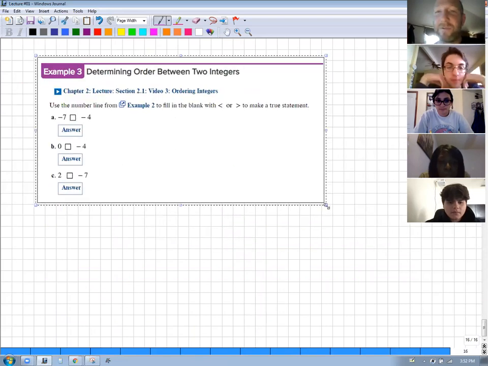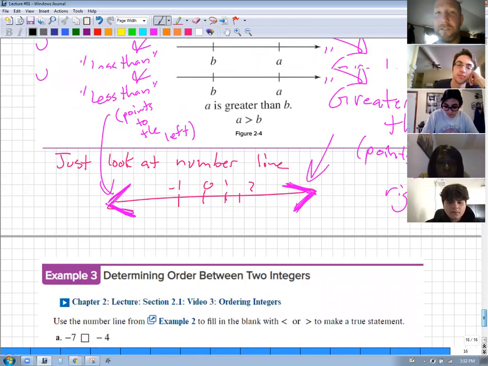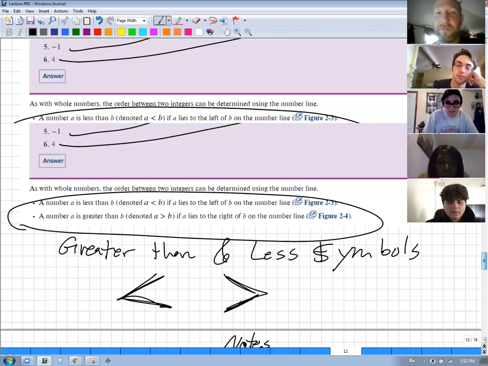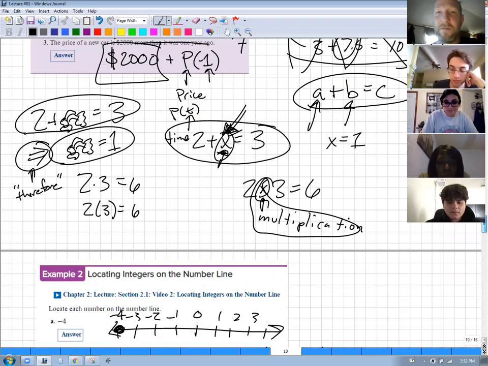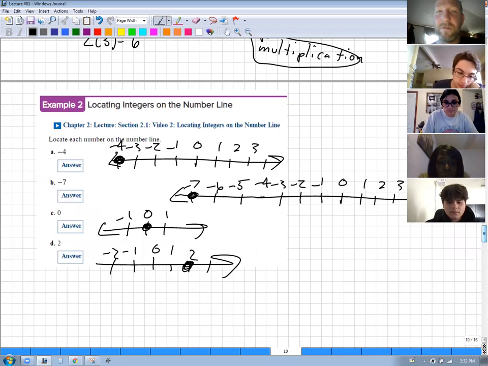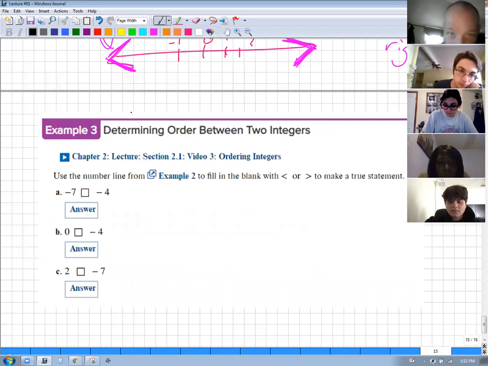All right, example 3. Let's make it a little bigger. Black ink. Use the number line from example 2 to fill in the blank. Okay. Here's example 2. Which is bigger? What do we want to put in here?